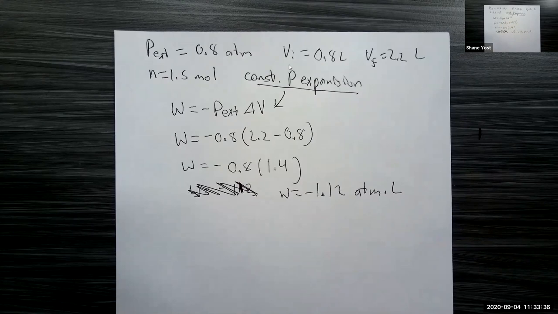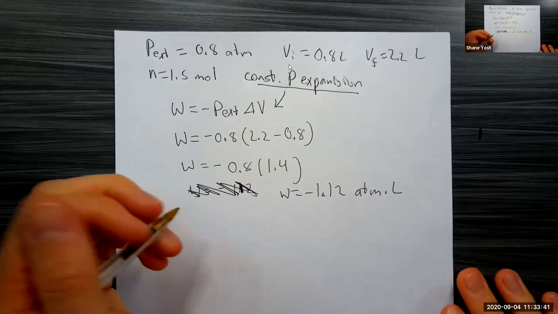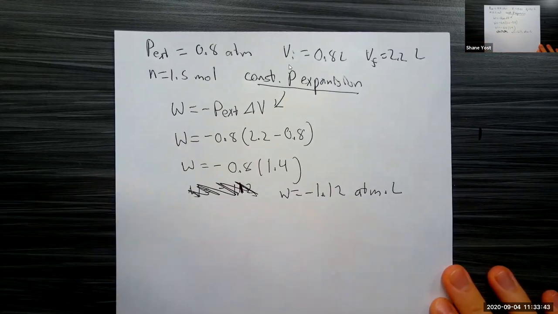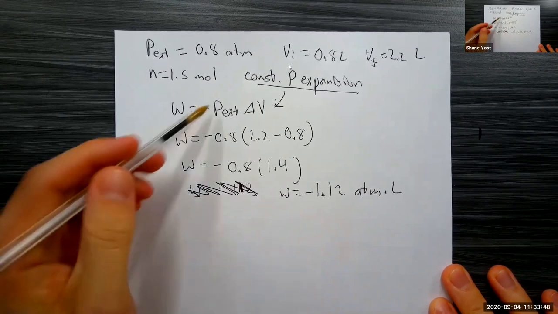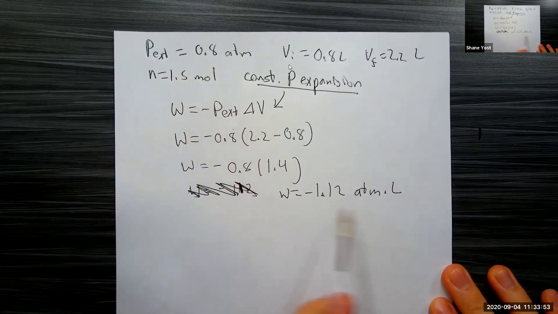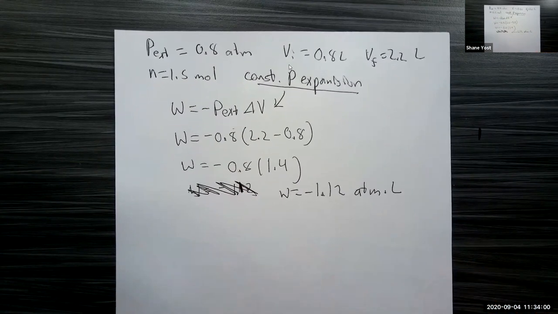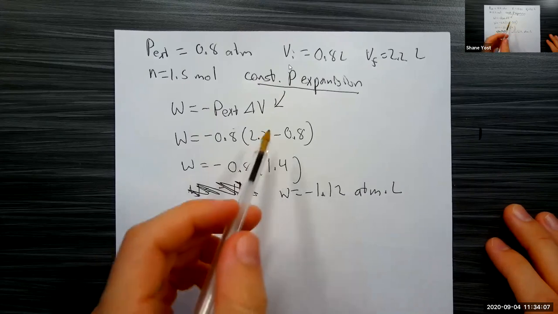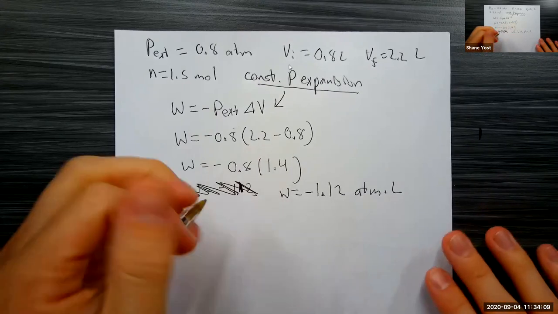Right, and so I'll get to the question, Ricardo, in just one second, okay? So this is a common thing with constant pressure expansion problems, where you calculate the work by calculating minus P external delta V, and you get the work in terms of liter atmospheres here, and then people just leave it, or often they'll put, oh, it's 1.12 joules or kilojoules or something like that, and just assume that's the units, but that is not what the units are, right? You multiplied atmospheres with liters, so you need to convert that to joules.